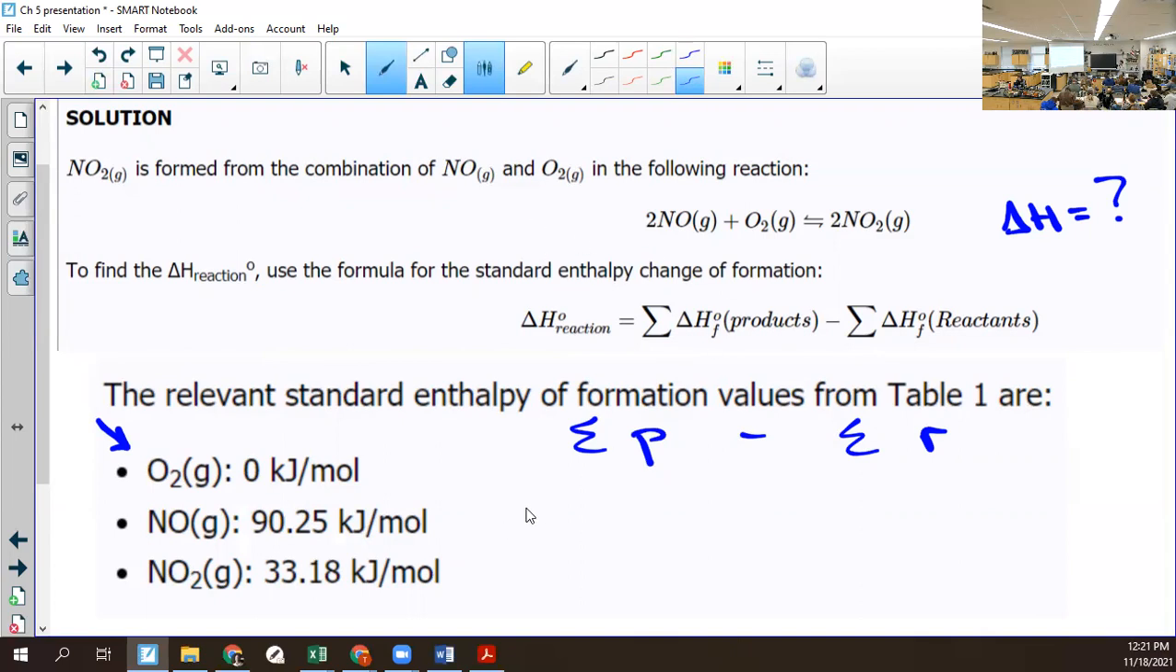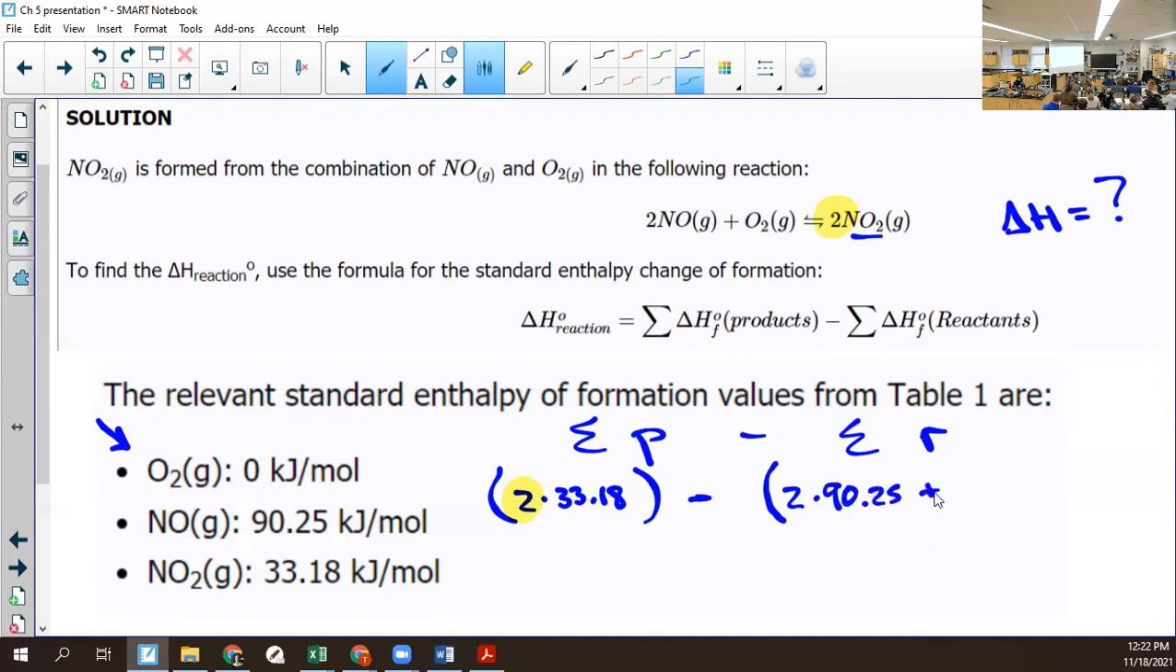Okay, here we go. So I have 2 times whatever NO2 is, right? So I come down here and it is 33.18. Tell your partner why I doubled this one. Because of the coefficient. All right. Then I'm going to subtract the reactants. I have 2 times NO, which is 90.25.